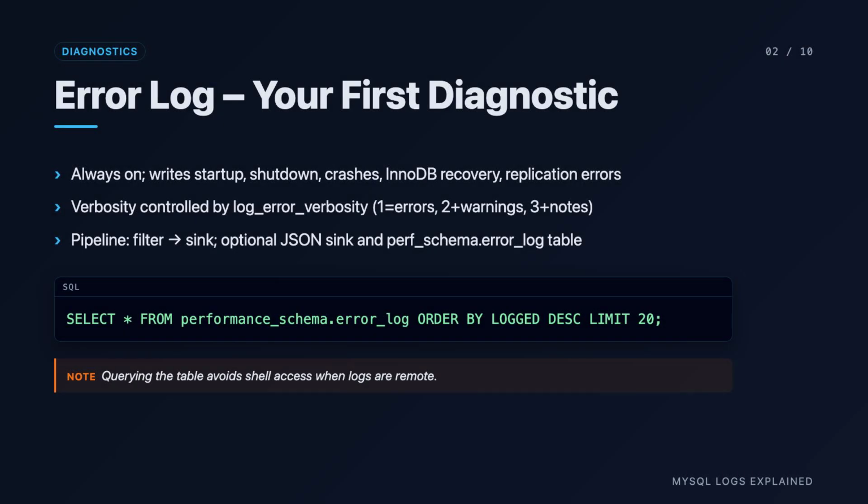The error log is the server's own narration. It records every crash, recovery step, and replication hiccup. Querying performance_schema.error_log gives you the latest entries without touching the file system.